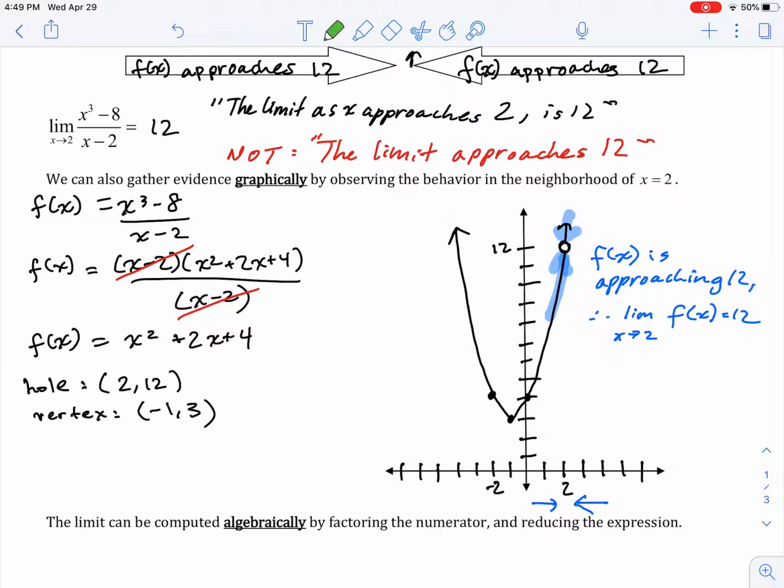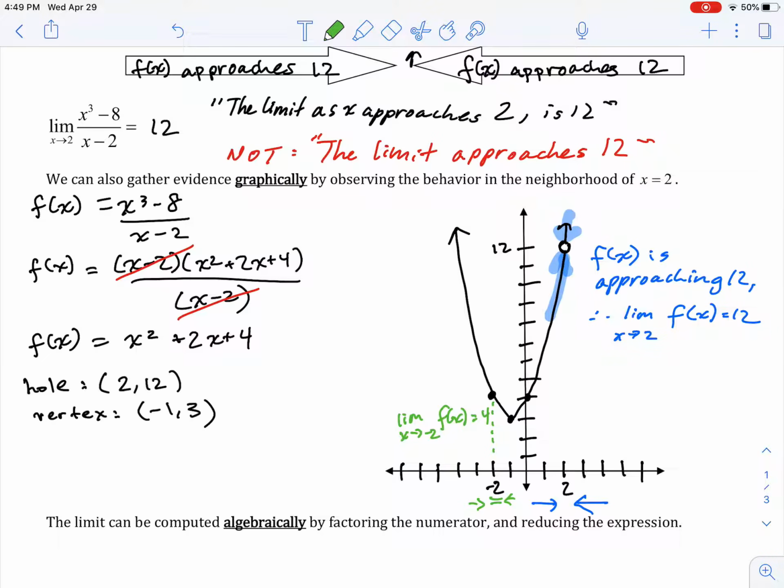And just to reinforce this, let's try finding another limit. Let's look at negative 2. Let's ask ourselves, as x approaches negative 2, what does it look like our function is approaching? As x approaches negative 2, f of x is approaching the point 4. So we would say the limit as x approaches negative 2 of this function is 4.